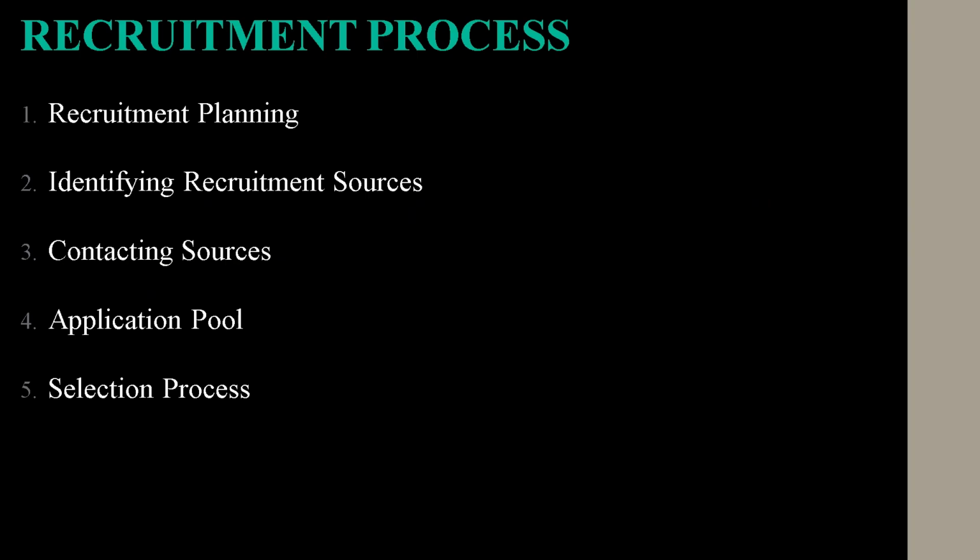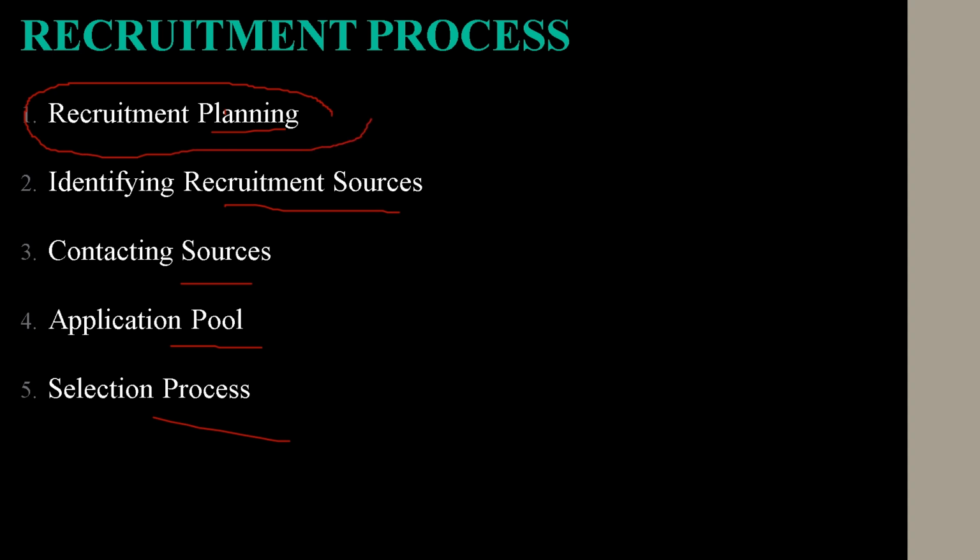In the recruitment process we have 5 steps. First is recruitment planning, then identifying recruitment sources, contacting sources, application pool and selection process. Let us understand this. First is recruitment planning. In this step we focus on how many employees we need, what their qualification should be, what their experience should be, job location, etc.